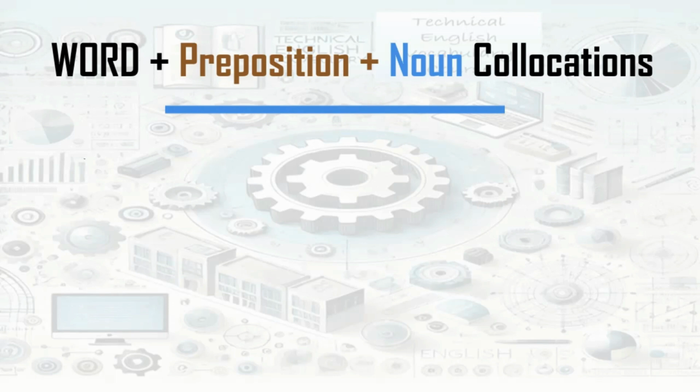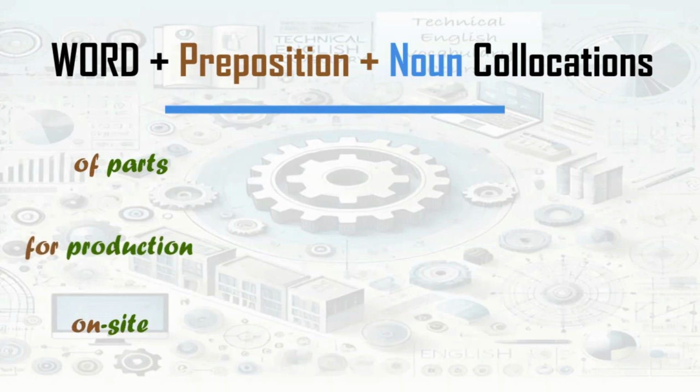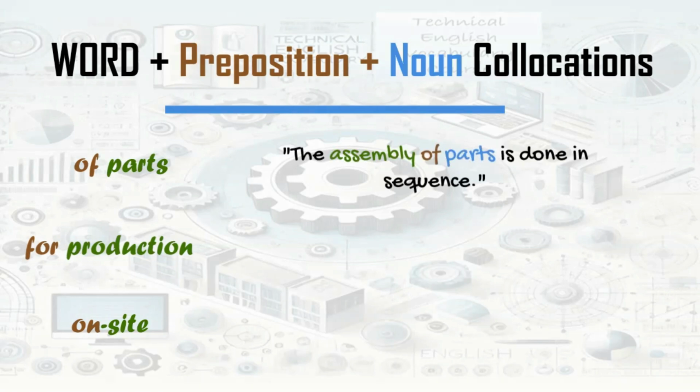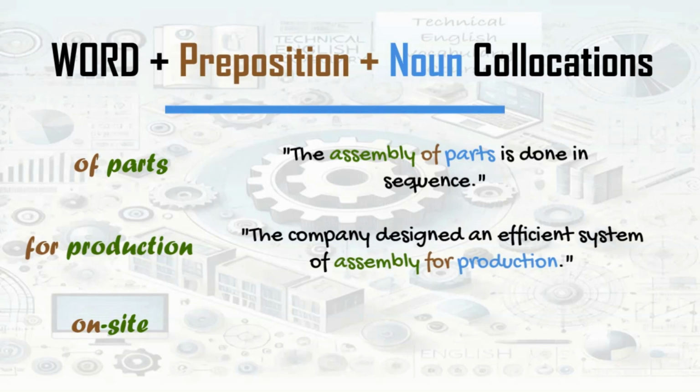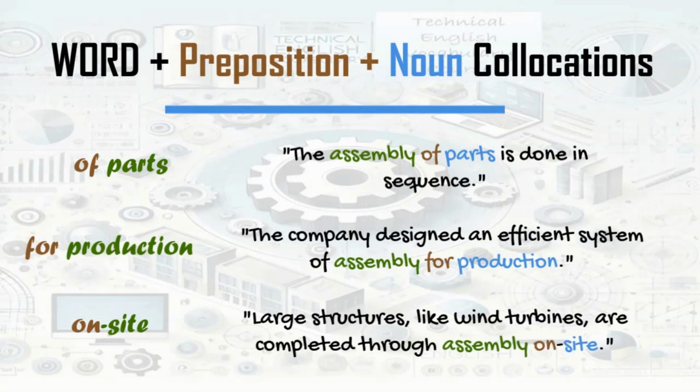So let's look at assembly followed by a preposition and a noun collocations. So these are prepositions of and parts, and for production and on site. Here's some example sentences. The assembly of parts is done in sequence. The company designed an efficient system of assembly for production, and large structures like wind turbines are completed through assembly on site.